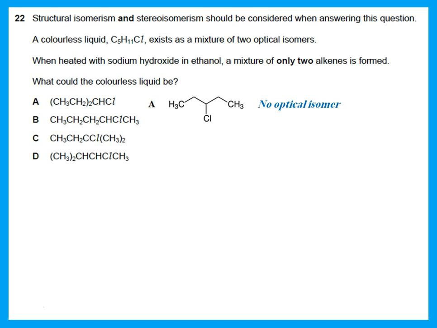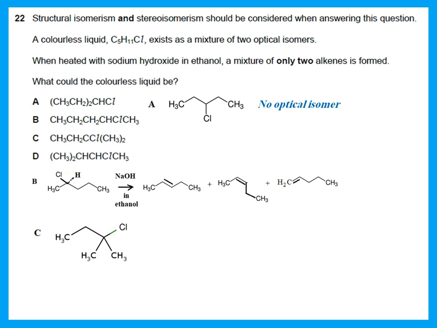Now, what about B? B, if I heat it with sodium hydroxide in ethanol, well, it will remove H and Cl. This is dehydrohalogenation. It will give a double bond on one side or the other, and the double bond in the middle can either have a cis or trans form. So I have three different alkenes. He wants only two alkenes. So this is not my answer.